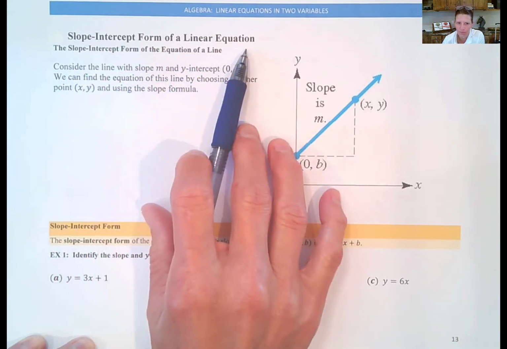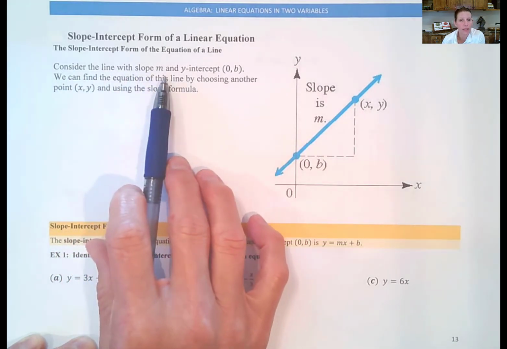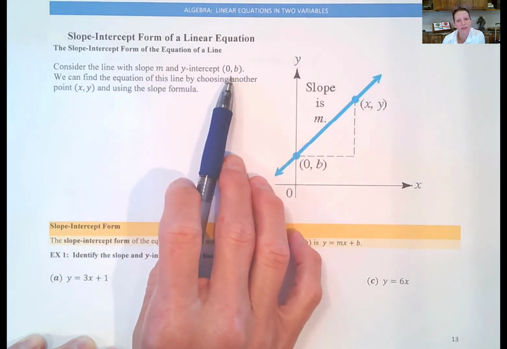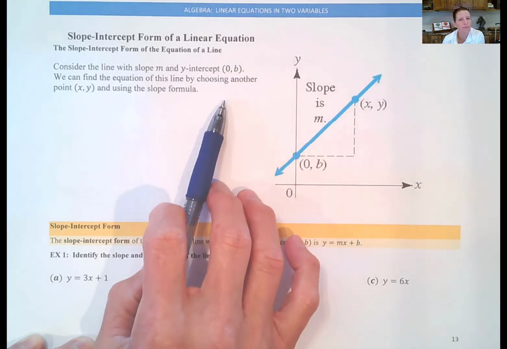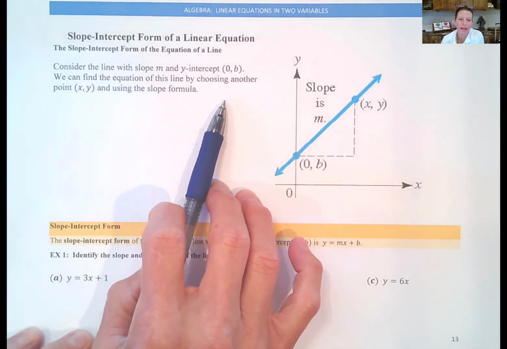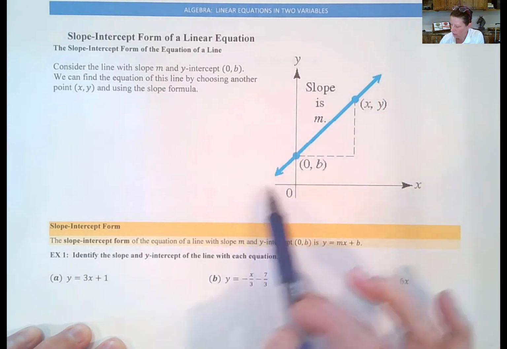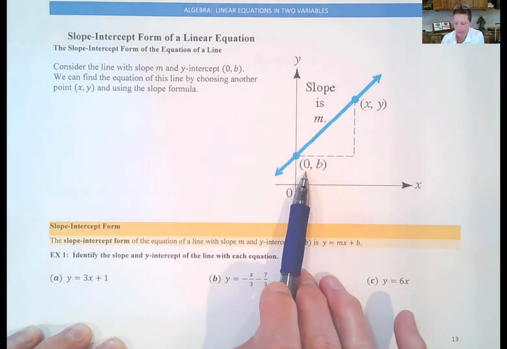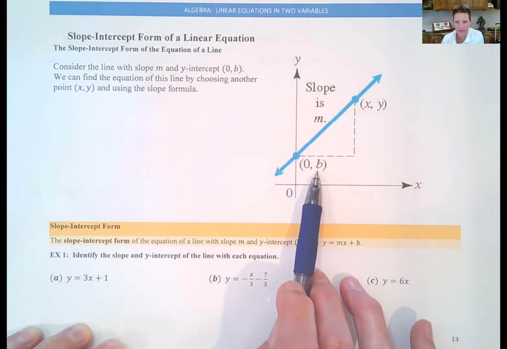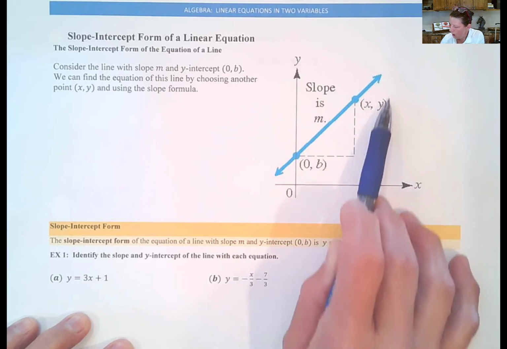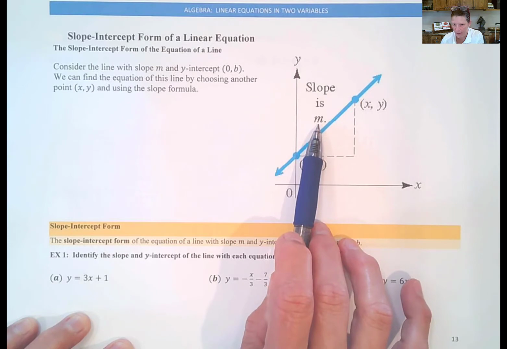In this video we will take a look at the slope-intercept form of a linear equation. Well, let's first start by considering a line with slope m and y-intercept at the point 0, b. We can find the equation of this line by choosing any other point x, y and using the slope formula. So we've got a picture of the scenario, our line with a y-intercept. We know x is 0 for all points on the y-axis, and b is the y value of the y-intercept. Well, all points x, y will lie on this line if they maintain the same slope m.